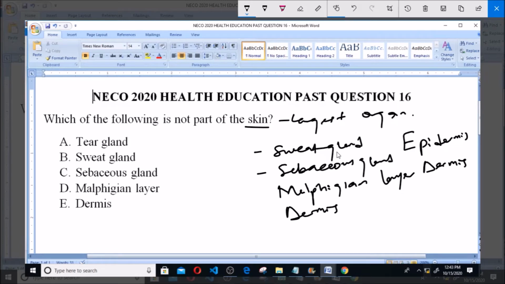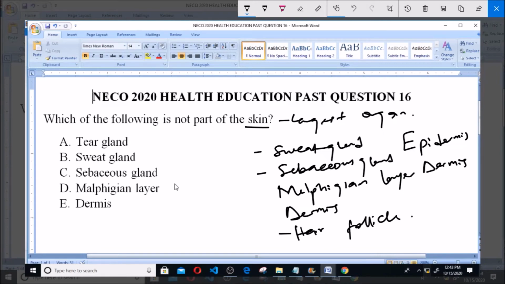The sweat gland is responsible for the production or secretion of sweat, and the sebaceous gland is responsible for the secretion of sebum. That's the oil that helps to lubricate the skin. So all these are components of the skin. Even the hair follicles. The hair follicle is also a component of the skin.